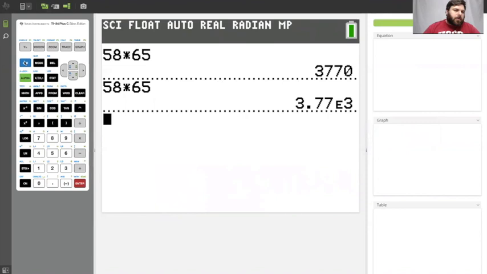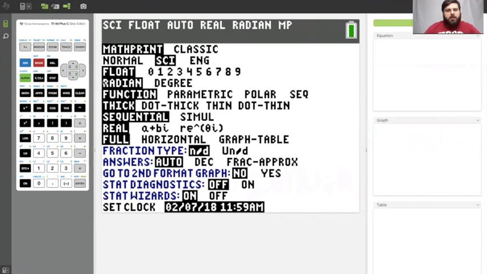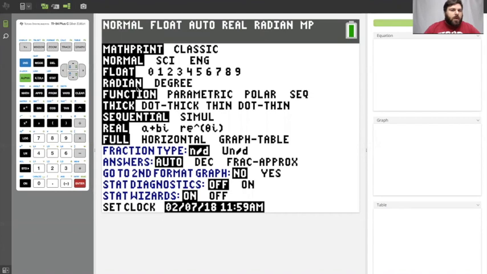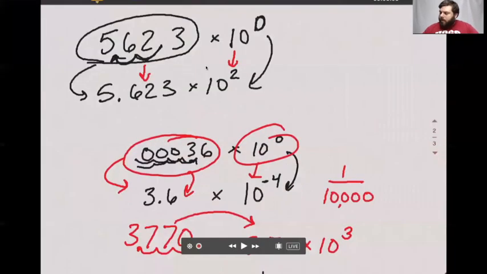Okay, so just a quick reminder, second mode is quit, but if you just hit mode, you're going to get to the different modes. Normally we want this thing in normal mode, but if you want to use scientific notation, you put it in scientific notation. All right. So with that said, you can do all kinds of things.